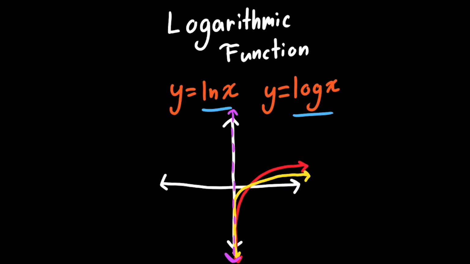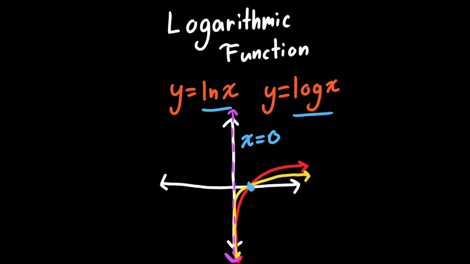Because they're inverses, instead of having an asymptote that is parallel to the x-axis, they actually have an asymptote that is parallel to the y-axis. And in this particular scenario, they both share an asymptote at x is equal to 0.